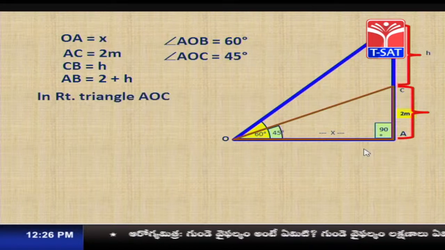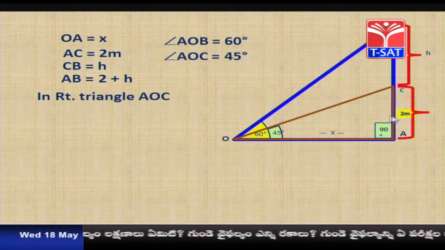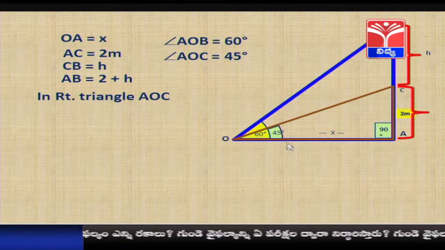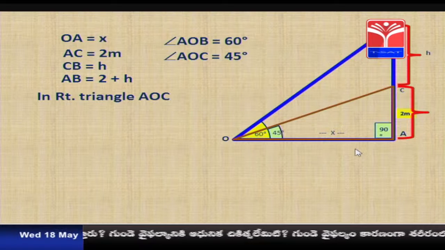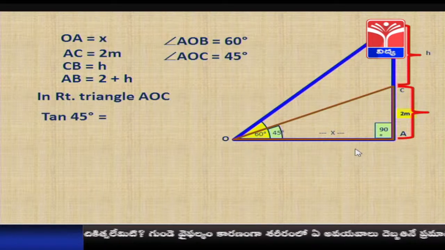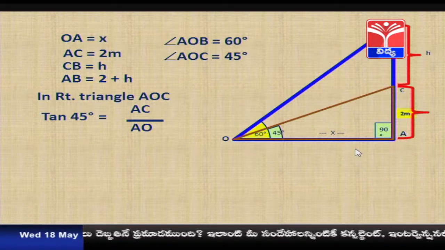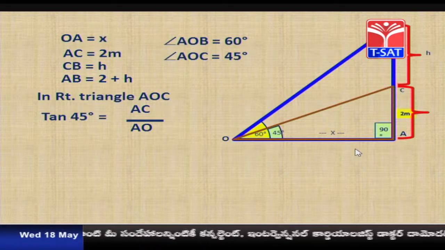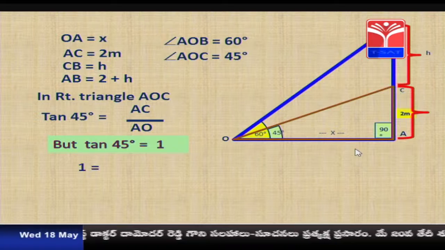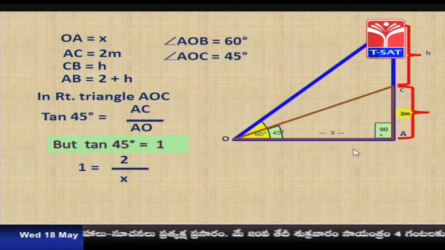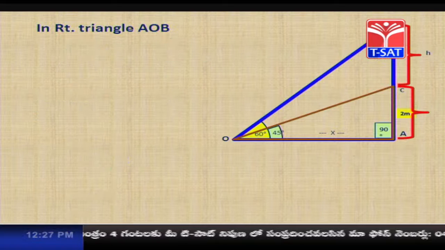Angle AOB is 60 degrees, angle AOC is 45 degrees. In right triangle AOC, I know the height, I do not know the base, but I know the angle of elevation. So, this is opposite and this is adjacent. Tan 45 degrees is equal to AC by OA. AC is 2, OA is x, and tan 45 is 1. So, 1 is equal to 2 by x, therefore, x is equal to 2 meters.